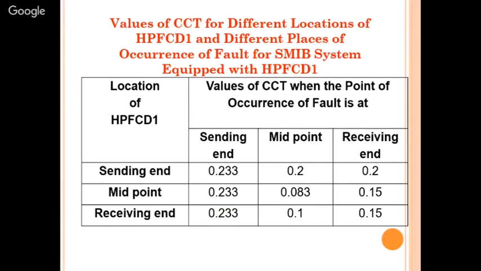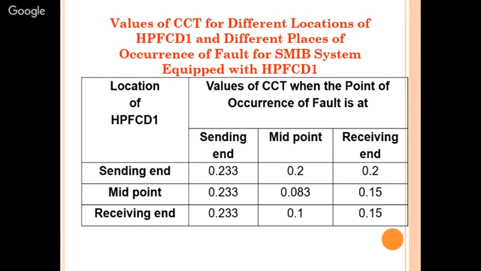Now what you can do is that in the case discussed, we have seen wherein the HPFC was connected at the sending end. So what we did is we also put it at the midpoint, and we also put it at the receiving point. Similarly, different combinations we can take: we can create the fault either at the sending end, midpoint, or receiving end.